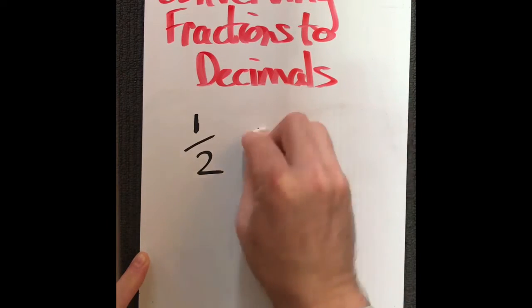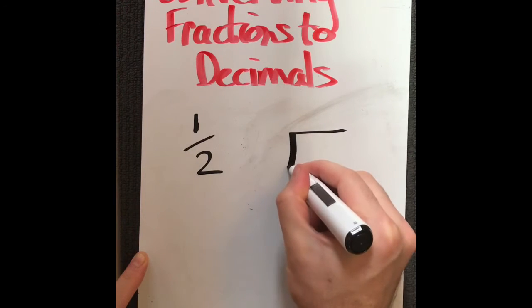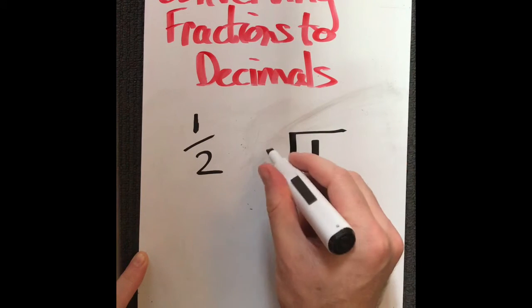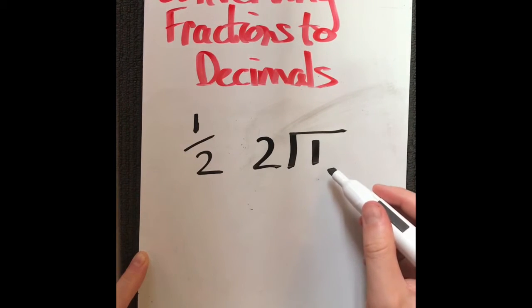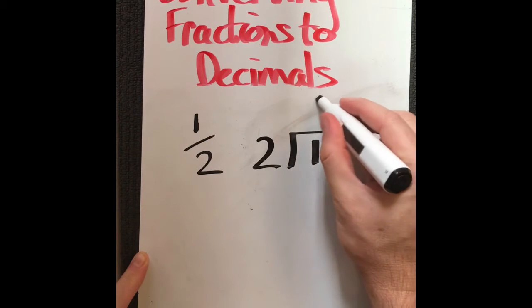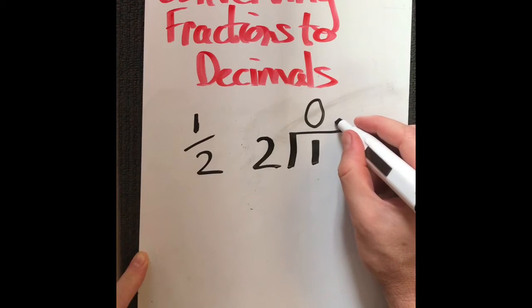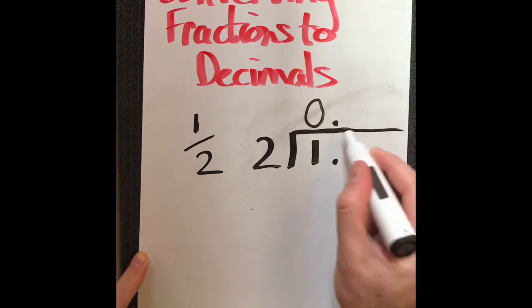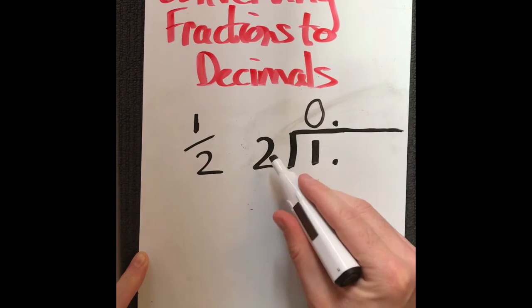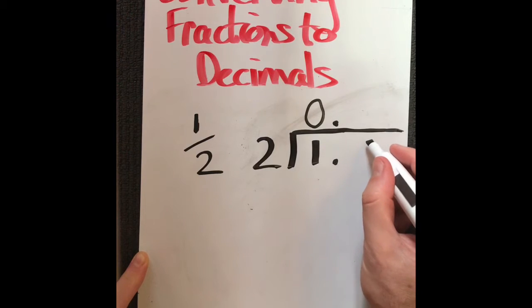So if we do 1 and we divide that by 2, if we do it like a division like this, 2 cannot go into 1, so we pop in a 0, and this is where our decimal point comes in. Okay, so we can just extend this a little bit, and 2 goes into 1 0 times with 1 left over.